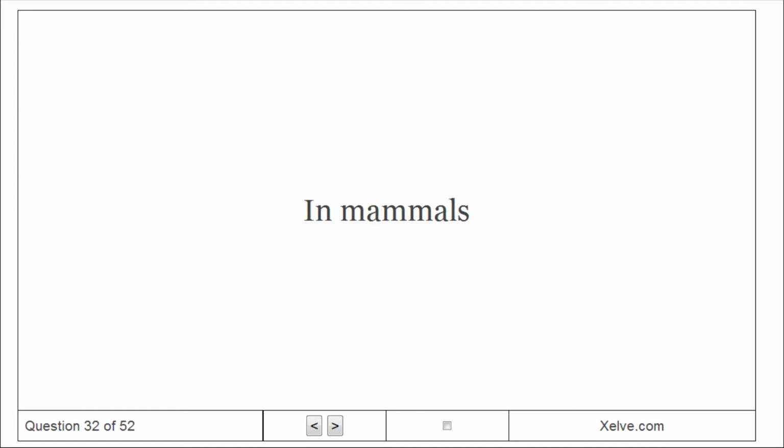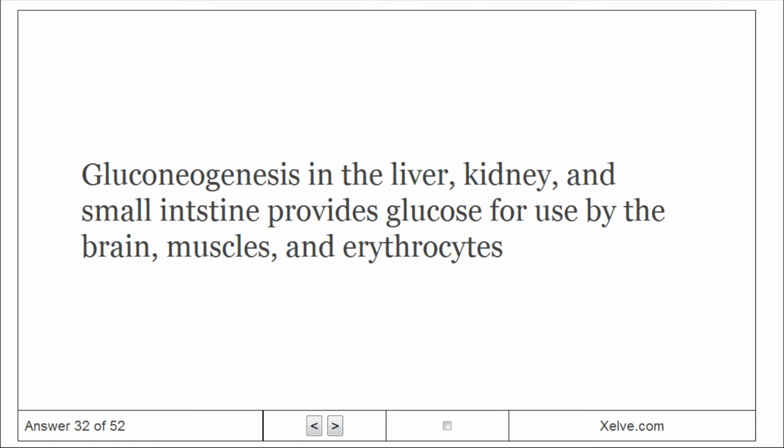Hypoxia: the metabolic condition in which the supply of oxygen is severely limited. In mammals, gluconeogenesis in the liver, kidney, and small intestine provides glucose for use by the brain, muscles, and erythrocytes.